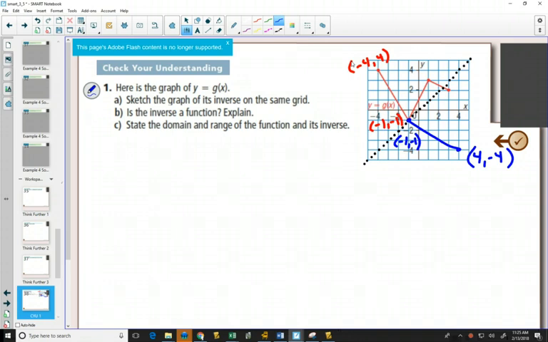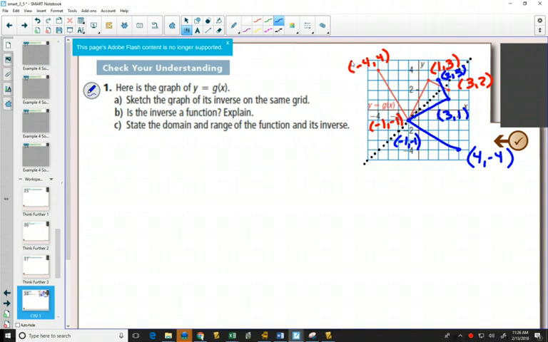Our next point on our graph is 1, 3. So switching the x and the y, we get 3, 1. And finally, the point 3, 2 changes to 2, 3, and it crosses back.